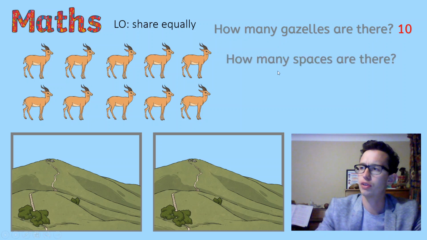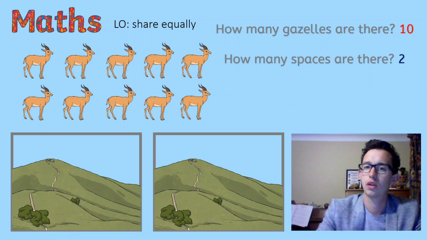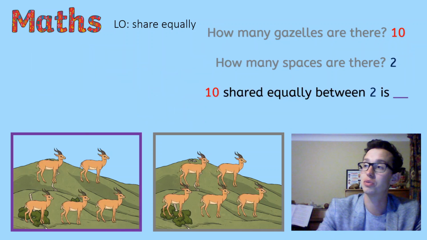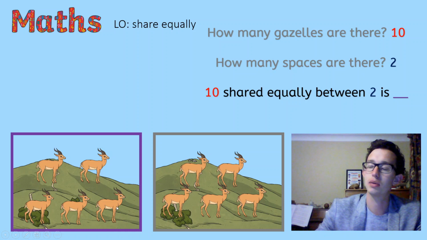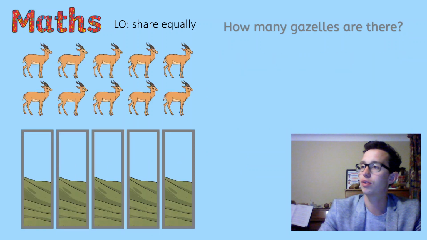How many spaces are there for these gazelles? 1, 2. There are 2 spaces for the gazelles. So our sentence would be 10 shared equally between 2 is, 1, 2, 3, 4, 5. So we shared them equally. 10 shared equally between 2 is 5.